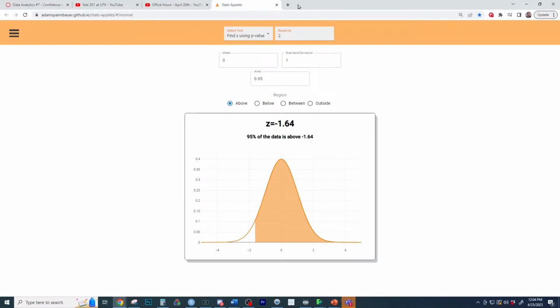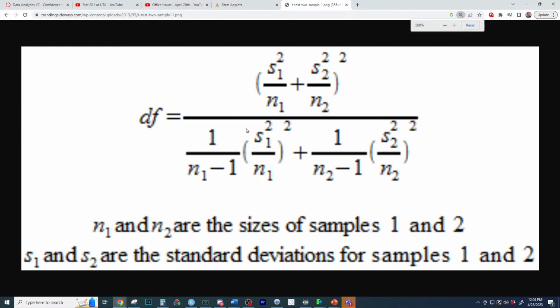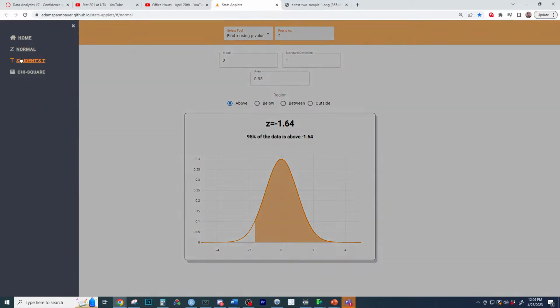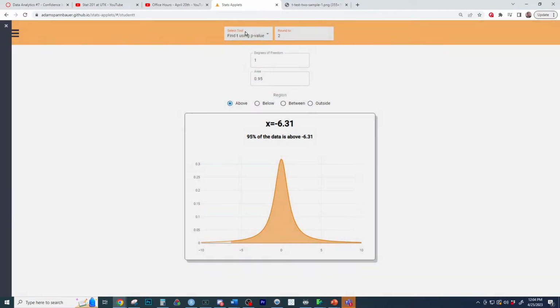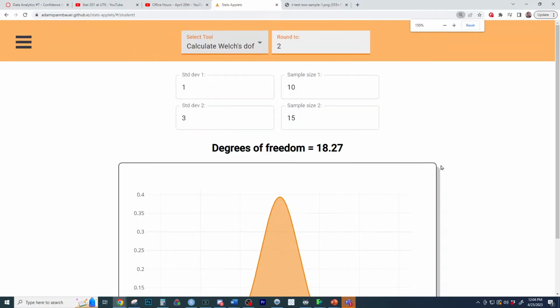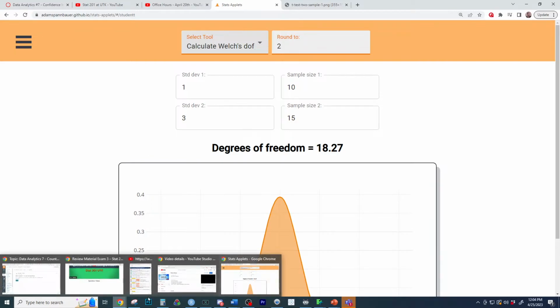And it is a complicated formula. Also put the formula on the screen. 2 sample t degrees of freedom formula. So the formula we are solving is the following formula. If you notice, it takes standard deviation 1, standard deviation 2, sample size 1, sample size 2. So if we were to do this, we'd need to go over here to the t. On the t, you'd go down here to calculate Welch's degrees of freedom. If you notice, it has boxes for you to input the sample sizes and the standard deviations.